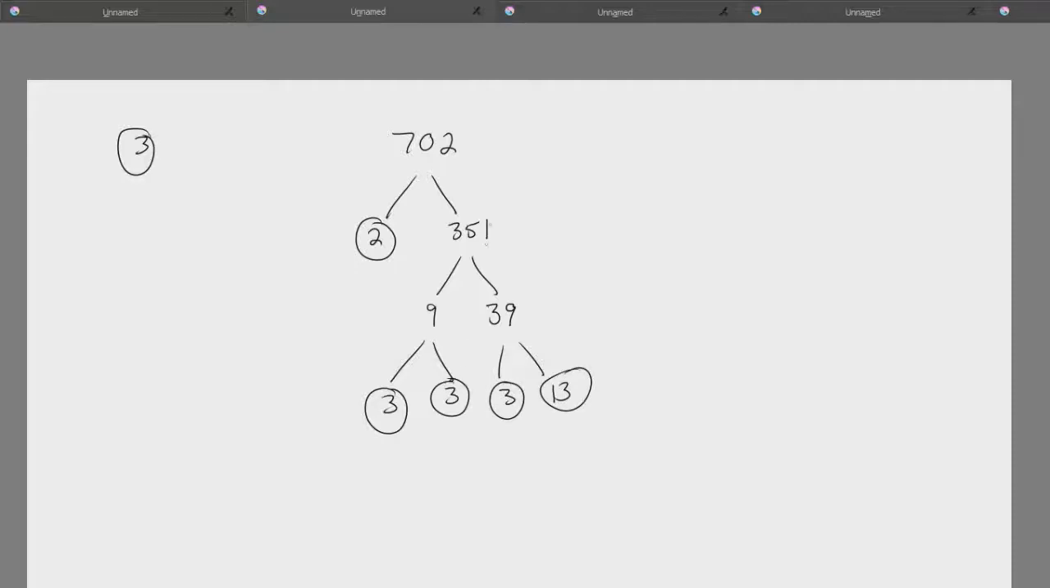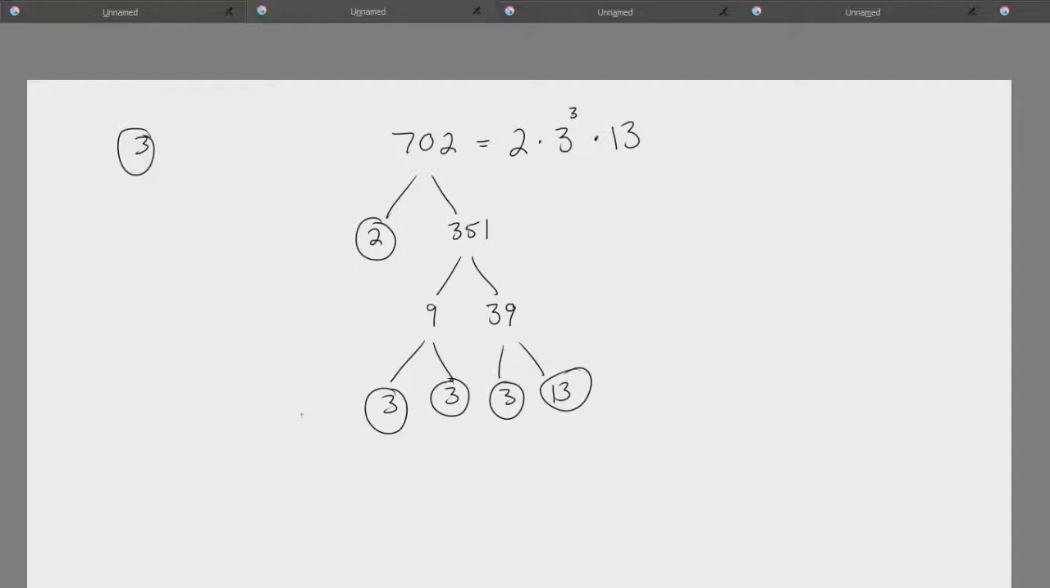Usually we have examples that end in small prime numbers, but there could be one that's a little larger, and you do have to make sure that you know when to stop. So my prime factorization of 702 is 2 times 3 to the 3 times 13.